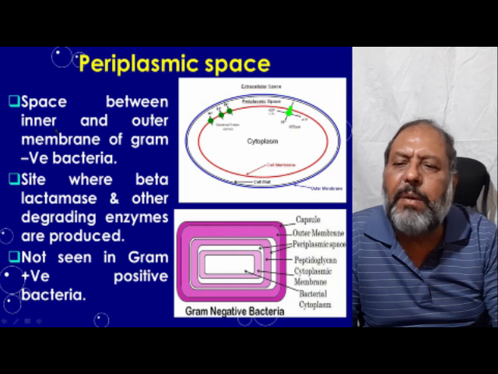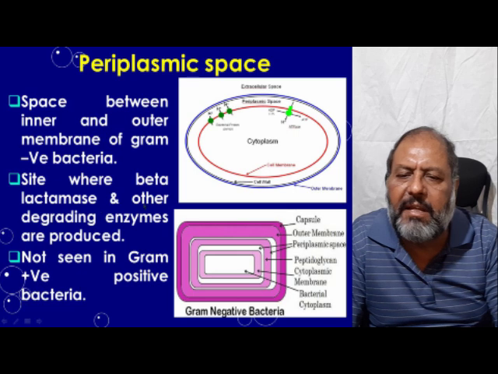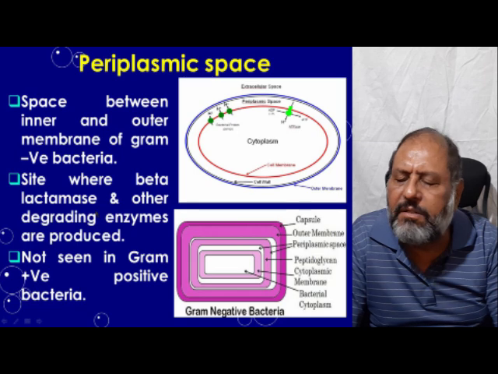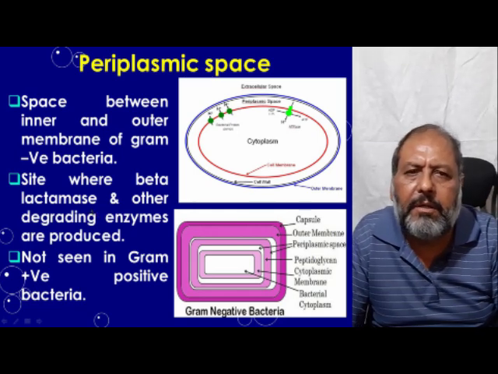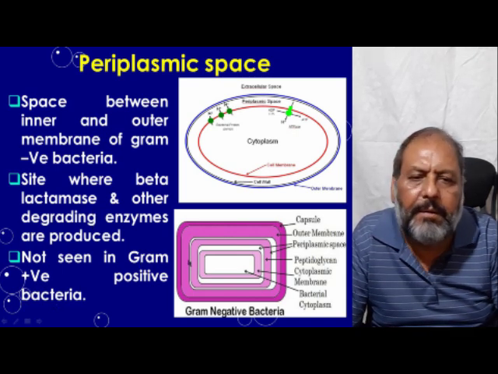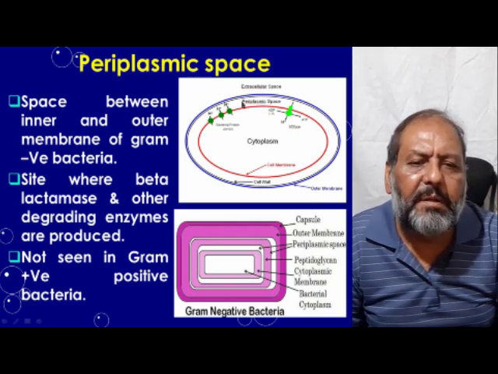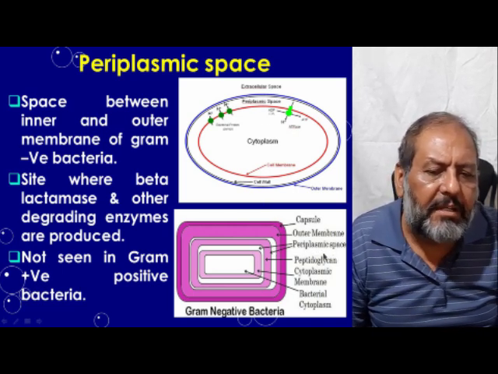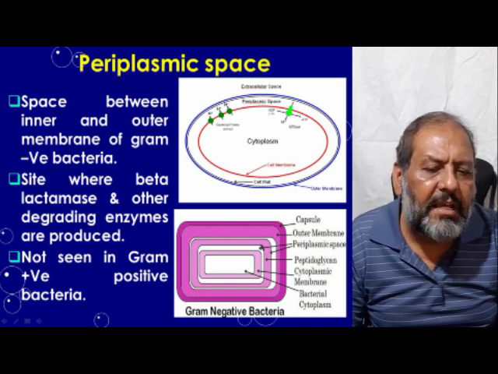Periplasmic space is the space between the inner and the outer membrane of the gram-negative bacteria, the site where beta-lactamase and other degrading enzymes are produced, or one can say the weapons of the bacteria to save themselves from antibiotics and other attacks of chemicals. It is not seen in gram-positive bacteria. Here one can see the periplasmic space between the inner cytoplasmic membrane and the outer membrane, and the periplasmic space between the inner membrane and the cell wall.